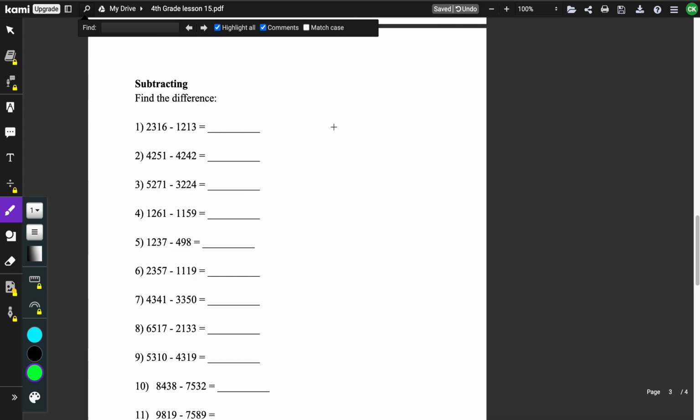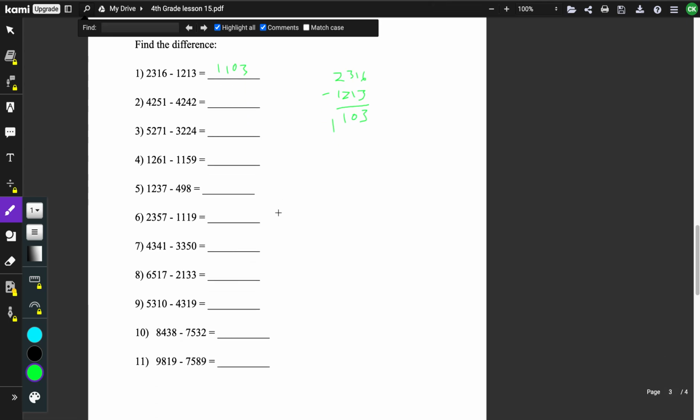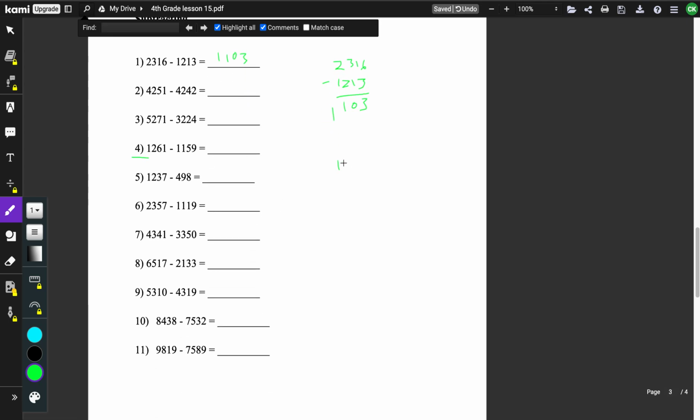Moving on, we'll do some subtraction. These ones are quite simple, so I'm only going to do 3. 12,316 minus 11,213. You're going to do 6 minus 3, 3, 1 minus 1, that's going to be 0. 3 minus 2, 1, 2 minus 1. So that's going to be 1,103. And then moving on, let's do 4.